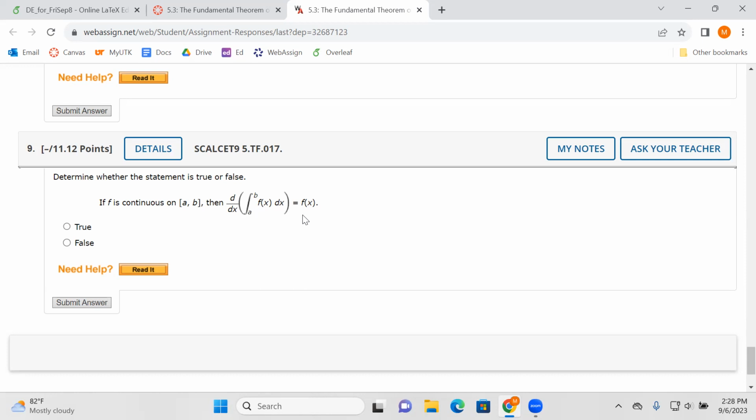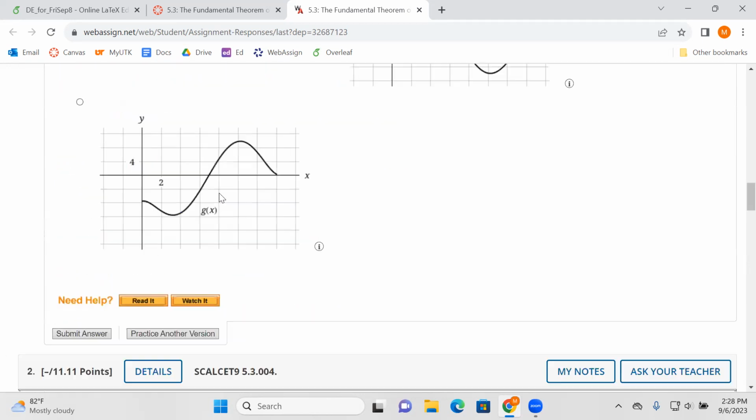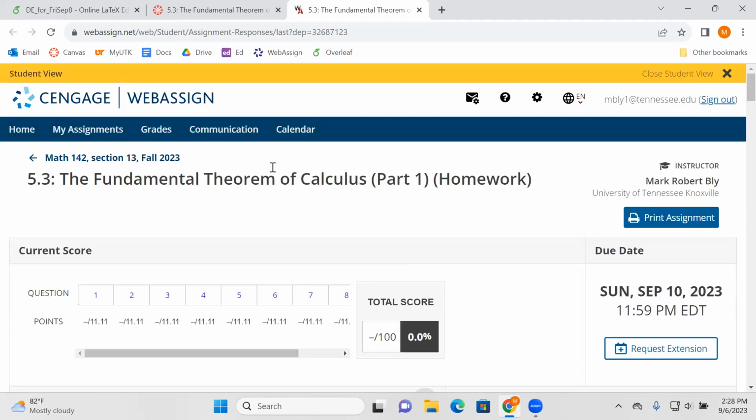So if f is just a generic continuous function, well, the integral from a to b of f of x dx is just a number. It's the number associated with the signed area under the function. Take the derivative of that number with respect to x. You definitely don't get f of x back unless f of x was equal to 0 to begin with. So, right, hey, that wasn't actually that bad. And that is part 1, I suppose, the first fundamental theorem of integral calculus in WebAssign form.